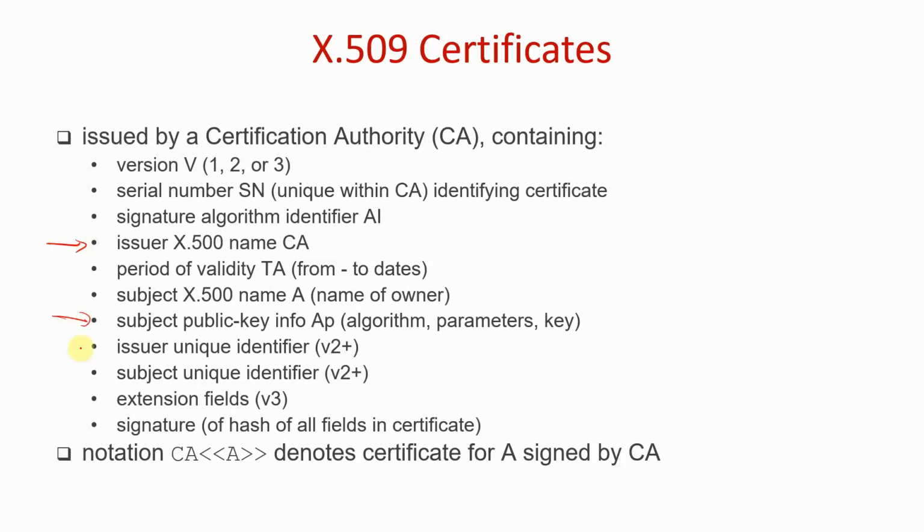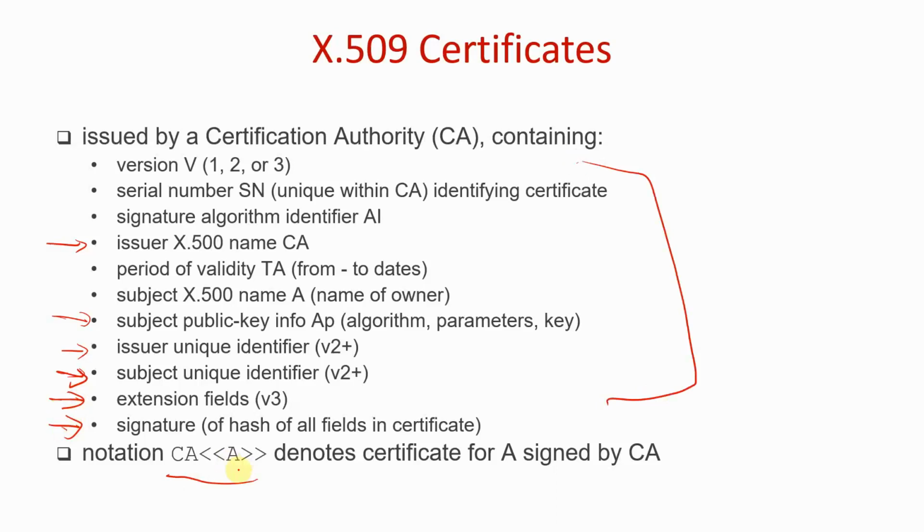And then there is an issuer unique identifier and the subject unique identifier. These are available from version 2 and upwards. These are identifiers for the issuer and the subject. So in addition to the names of the issuer and the subject, there is also a unique identifier for them. In version 2, there are something called extension fields. And finally, the signature itself of the hash of all the fields in the certificate. So you hash all the fields and you sign them. The notation used for a certificate is this one.